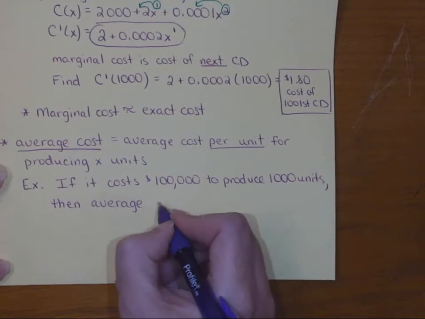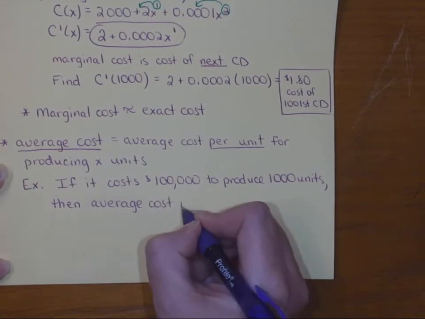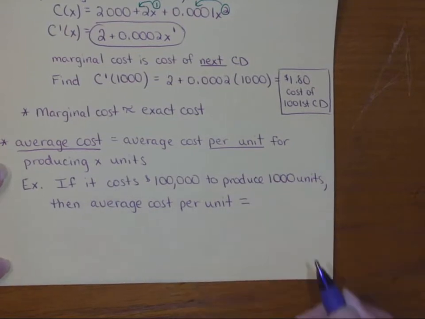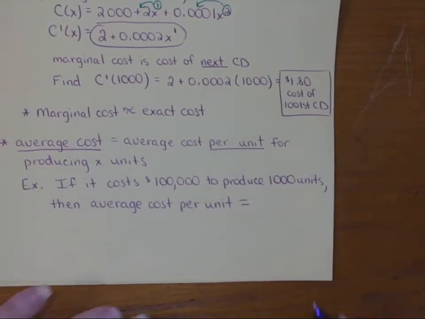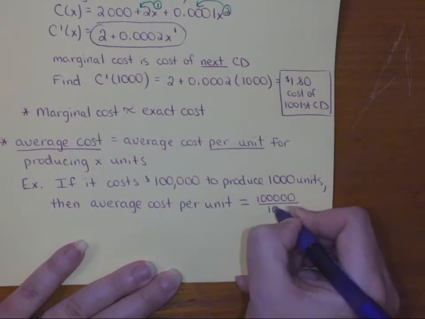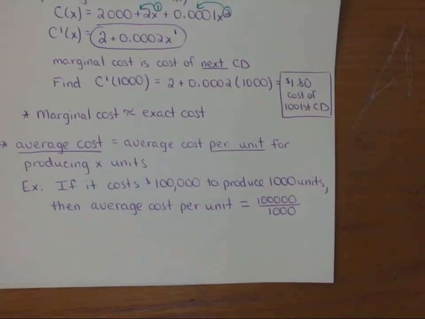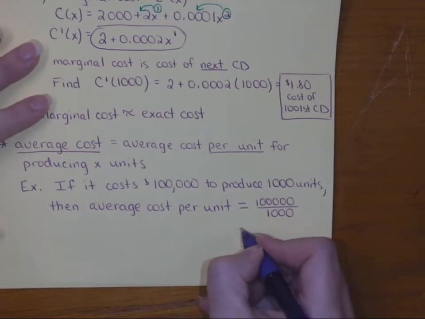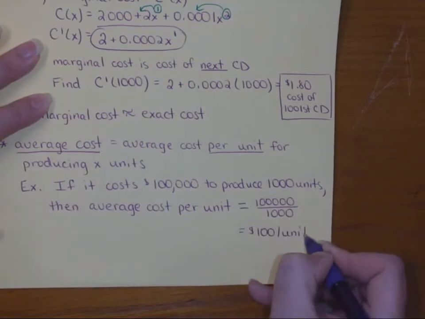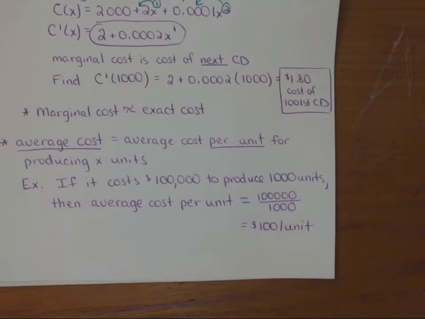Think about that. Pause the video if you need to. The average cost per unit would be for you to take that $100,000 amount and just divide it by how many units there were. So in the end, we get $100 per unit for this example. If you take 100 times 1,000, you'll have a total cost of 100,000.